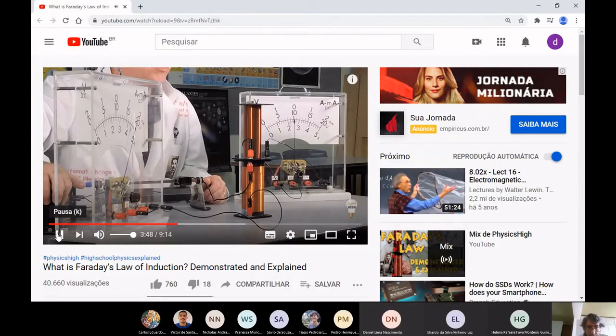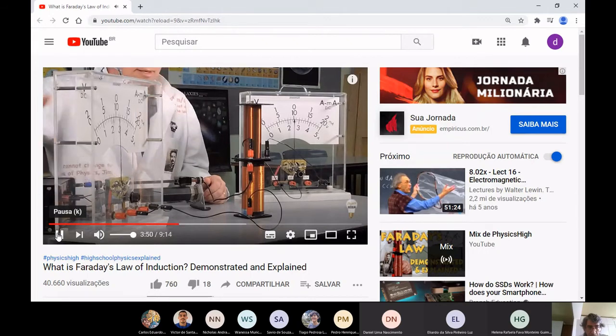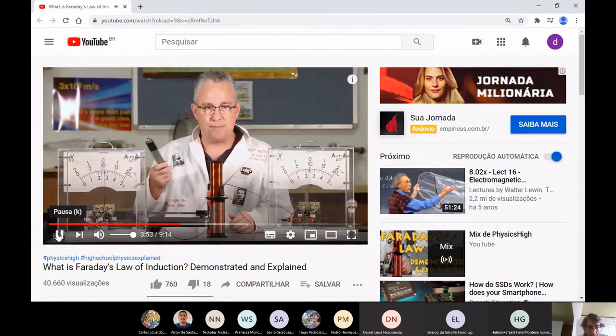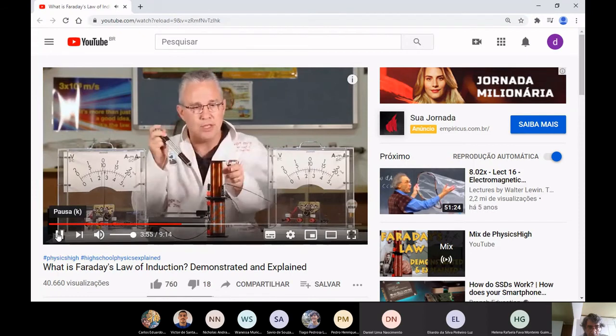But the deflection lasts only momentarily. Now I'm going to accentuate the deflection. Now this is just some metal rods.